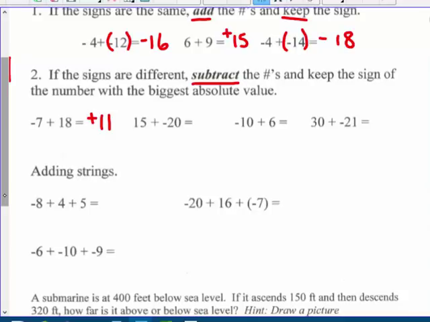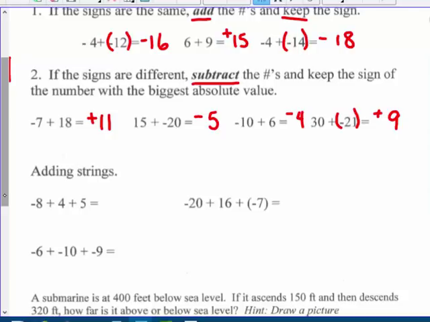Different sign, subtract. 20 take away 15 is 5. Take the sign of the larger absolute value number, negative. Then you'll be exact. So 15 and negative 20 combine to negative 5. Negative 10 and positive 6. Different sign, subtract. 10 take away 6 is 4. Take the sign of the larger absolute value, negative 10, negative 4. Then you'll be exact. 30 and negative 21 combine to different sign, subtract. 30 take away 21 is 9. Take the sign of the positive 30, larger absolute value number, then you'll be exact.